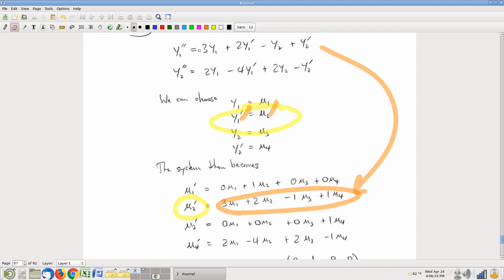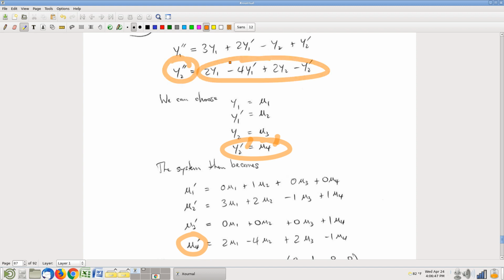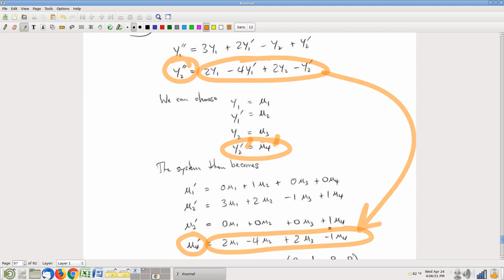Right, and likewise, what is U4 prime? Okay, well, here's U4. U4 prime is Y2 double prime. The Y2 double prime is that which is this, which therefore goes there. And look what we've got now.